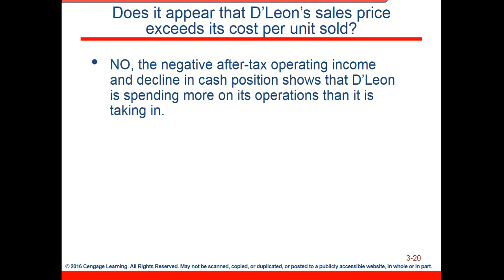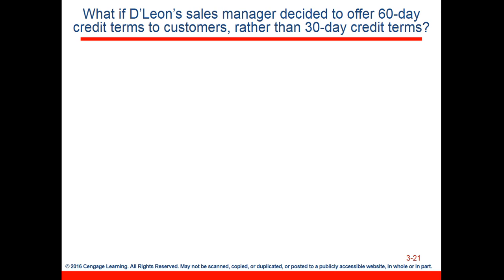The sales price does not exceed the cost per unit sold, and the reason for that is negative after-tax operating income. It is negative, and there is a declining cash position, so it's spending more on its operations than it's taking in.